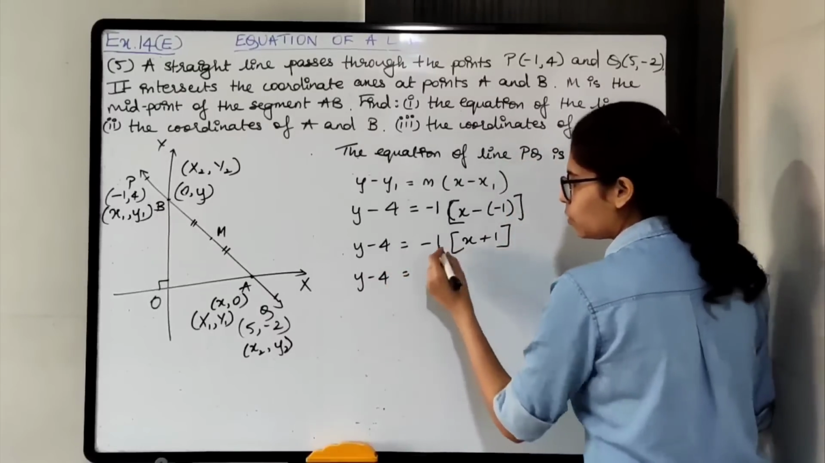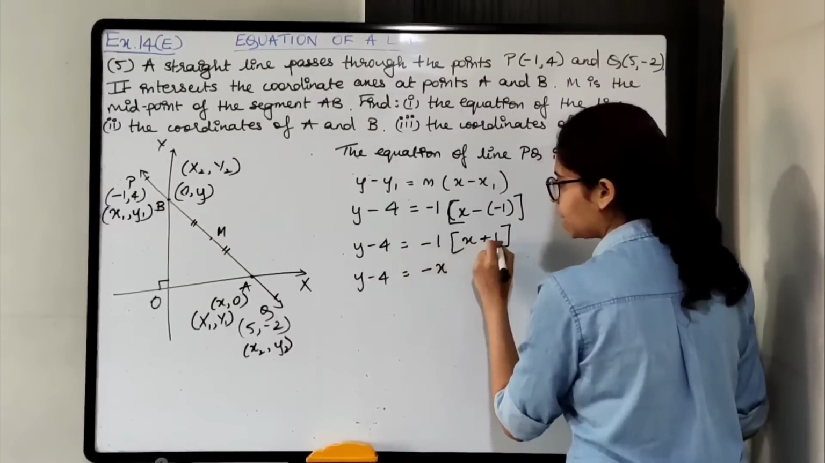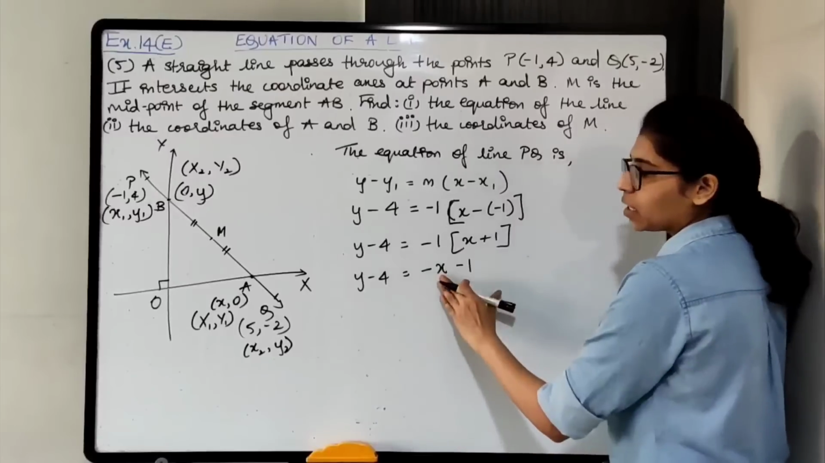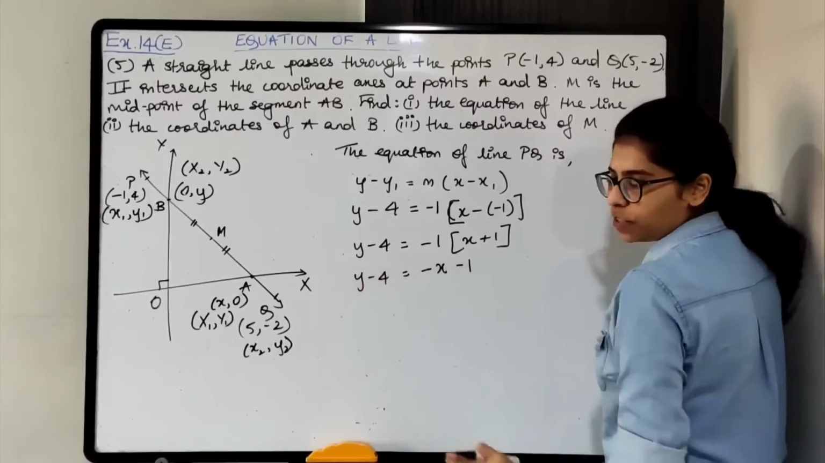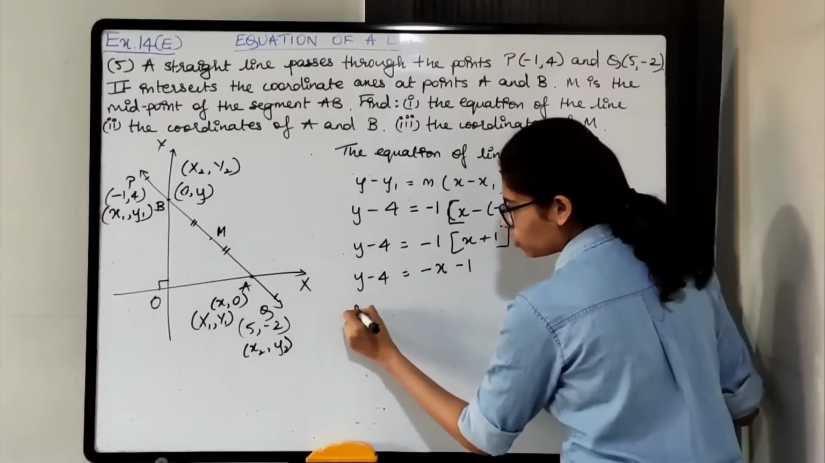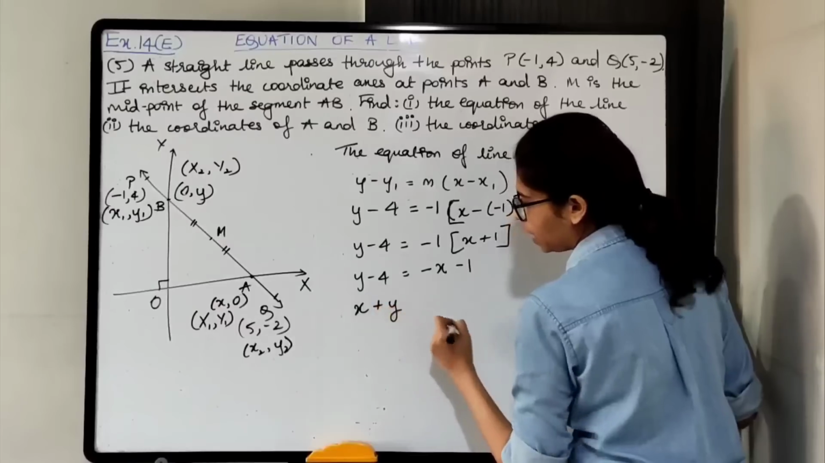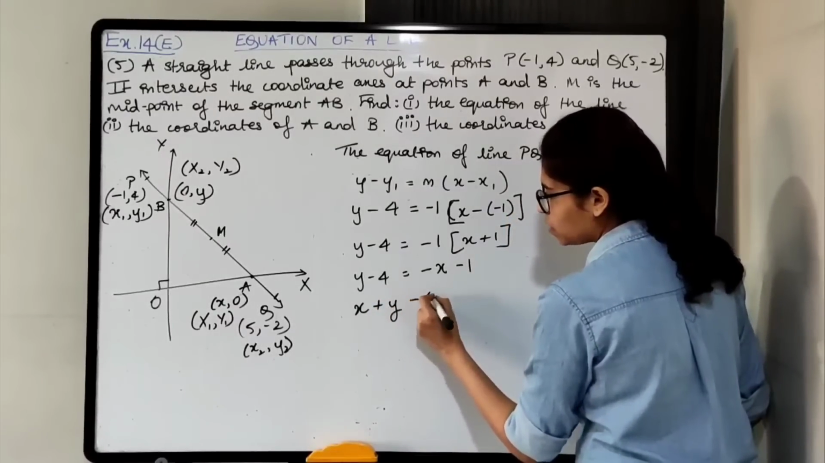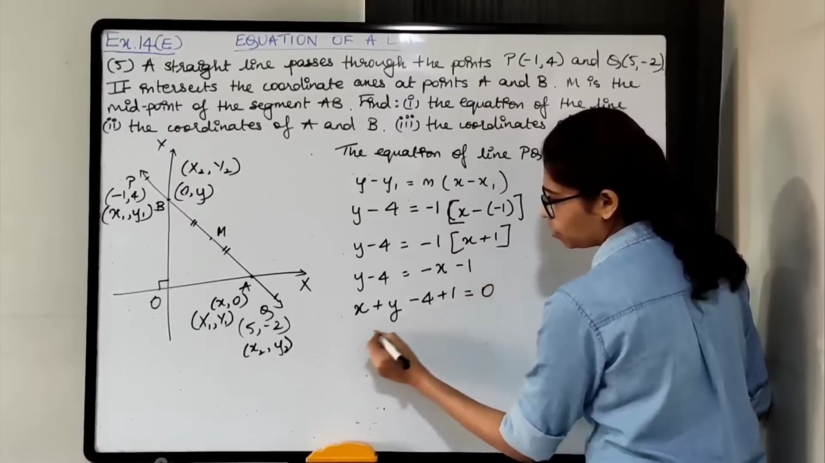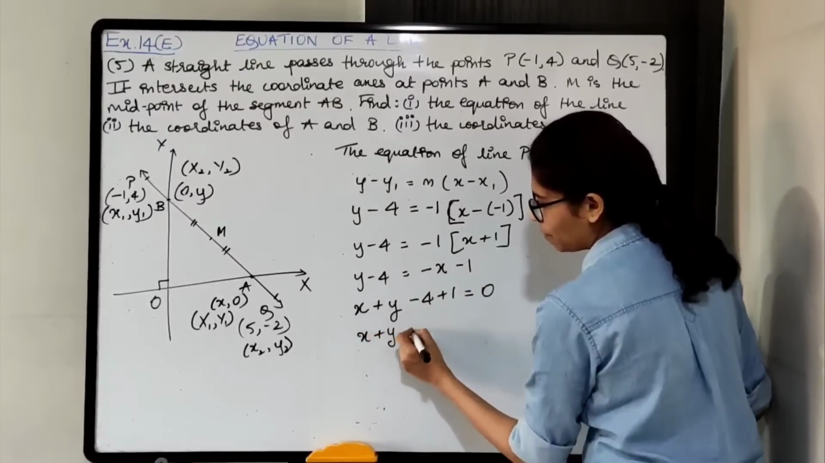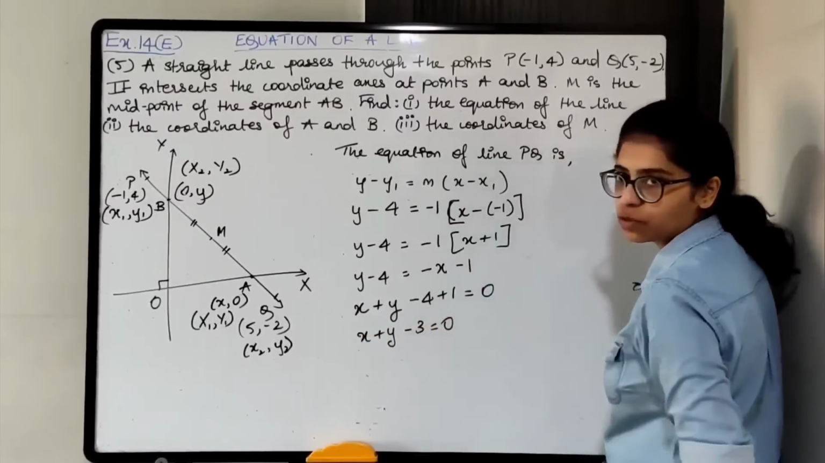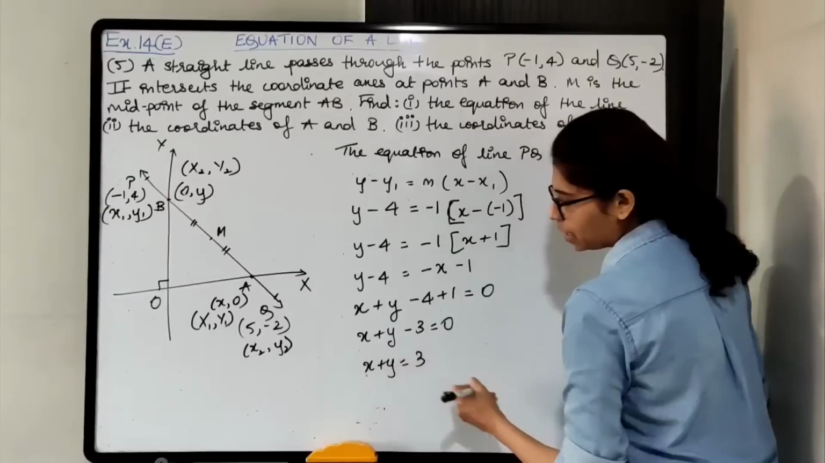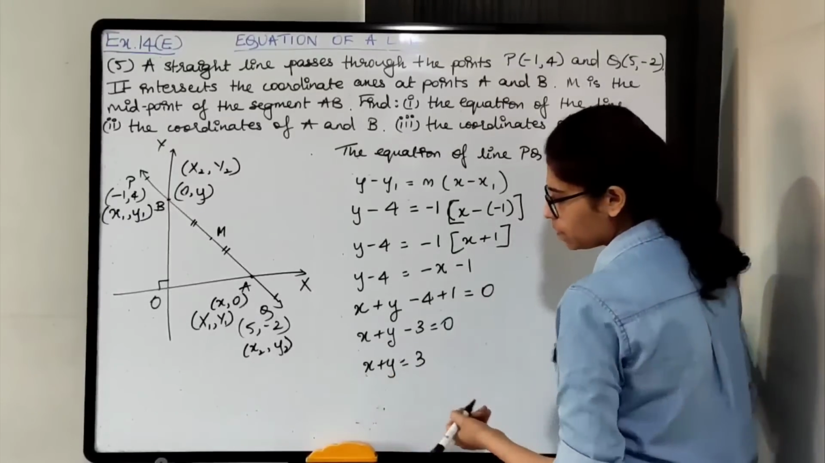Opening the brackets now, minus x minus into plus minus 1 into 1 gives 1. x and minus 1 both will shift over here. Okay, so x positive हो जाएगा, y भी positive ही है, it is as it is, and minus 4 plus 1 equal to 0, so that gives x plus y minus 3 equals to 0. You can keep this as it is or you can write it like this. Okay, so x plus y equals to 3.